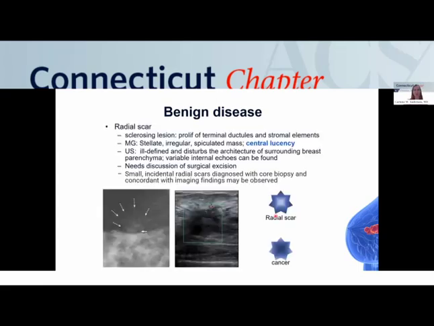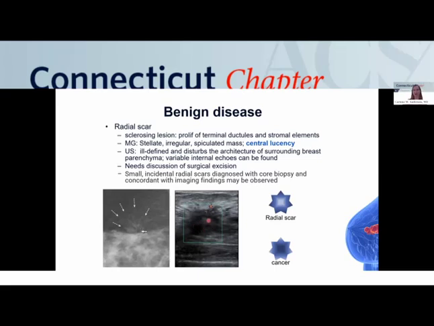A radial scar, another benign lesion. This is not a scar. It's called a radial scar because it has this scar-like appearance on imaging. It's a sclerosing lesion caused by proliferation of terminal ductules and stromal elements. On mammogram, you see this stellate irregular spiculated mass. That sounds very much like what cancer looks like on a mammogram. So the difference is cancer has a central density, whereas radial scars should have this central lucency. You can see the same thing on ultrasound sometimes where the center appears to be less dense, whereas a cancer, you would expect the center to be the most dense.